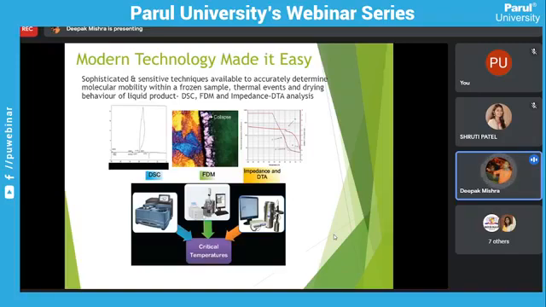I think from the academic point of view, you can only use DSC, but in the plant, meaning in R&D, we can use FDM, impedance analysis, and DTA. DSC is differential scanning calorimetry, which everybody knows. Freeze drying microscopy is FDM, along with impedance and DTA analysis. I think FDM is less known, but impedance, DTA, and DSC everybody knows. These are sophisticated and sensitive techniques available to accurately determine molecular mobility within the frozen stage, because in the freezing stage we require some critical temperature.